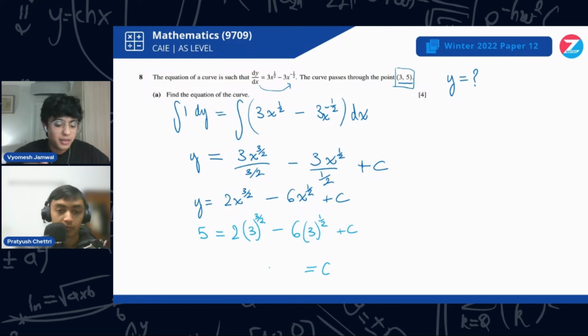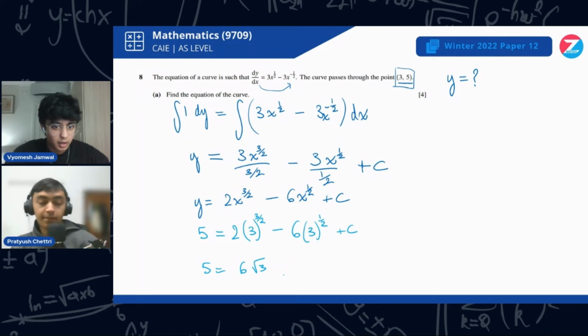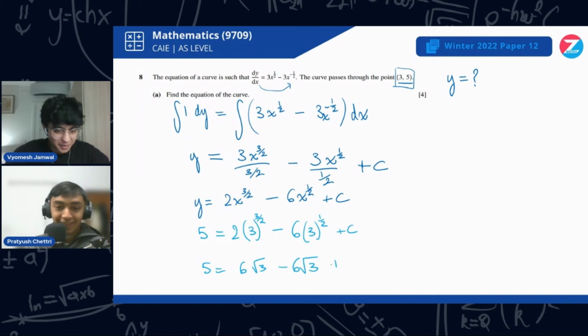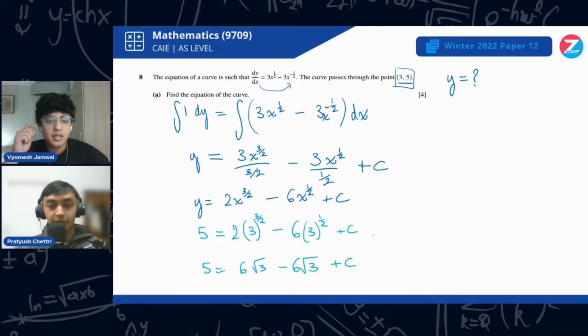So it'll be 5 equals 6 root 3. And then it'll be root 3 times 6. Oh, minus 6 root 3. Whoa, awesome. Let me just confirm this. Looks reasonable. Minus 6 root 3, and then plus c. So essentially here c would be equal to 5.